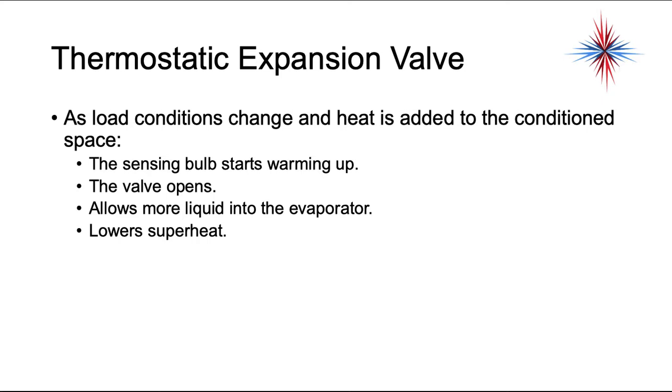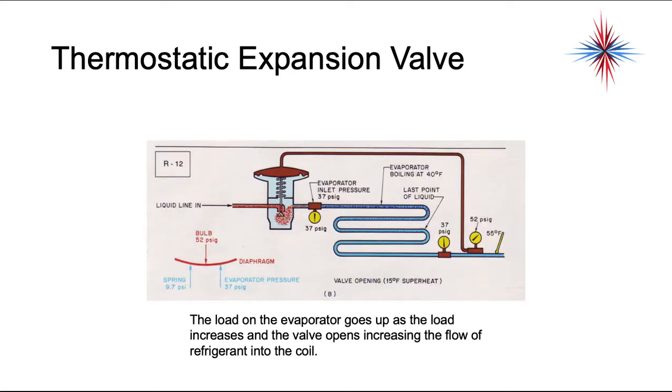As load conditions change, and heat is added to the conditioned space, the sensing bulb starts to warm up. The valve opens, and it allows more liquid into the evaporator. It lowers the superheat. As the bulb heats up, it creates more pressure. It pushes down, and now the bulb pressure is greater than the spring pressure and evaporator pressure. The load on the evaporator goes up. As the load increases, the valve opens, increasing the flow of refrigerant to the coil.